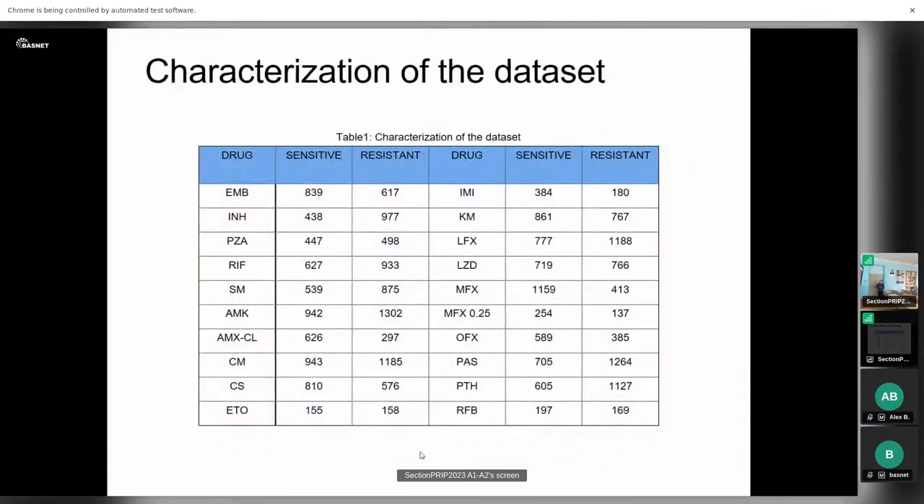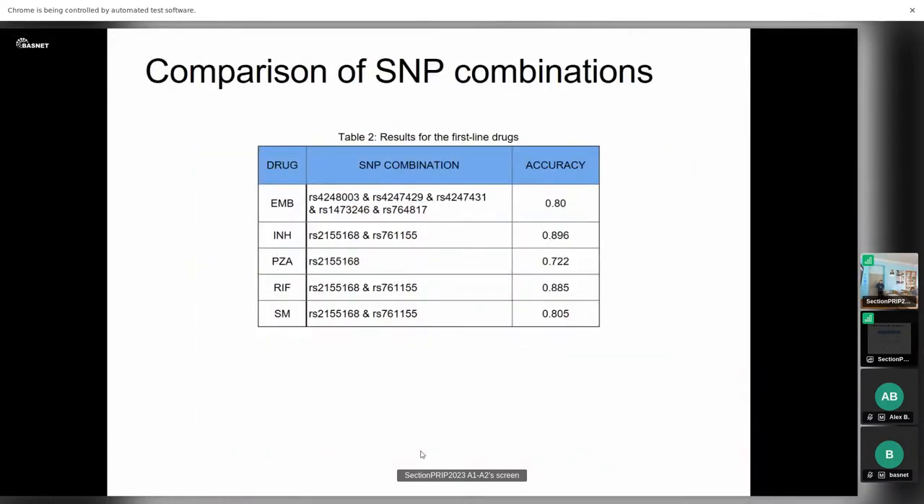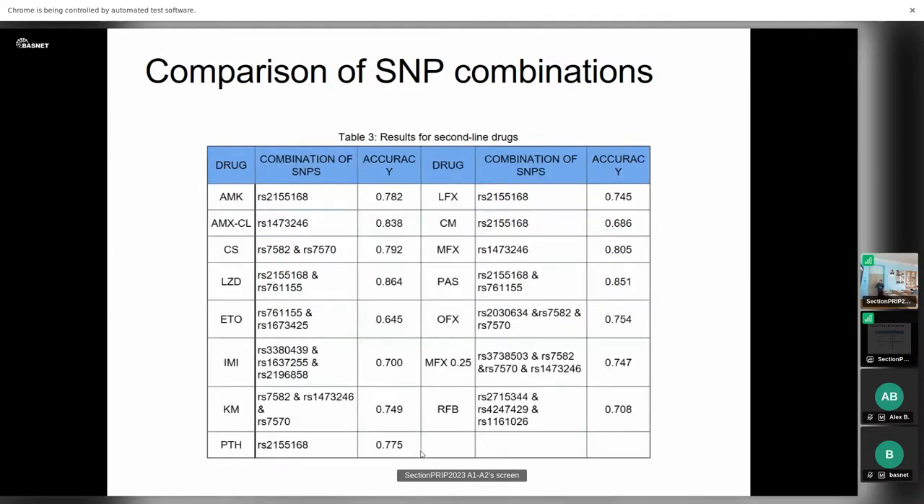And table 2 and table 3 show the results, the best accuracy and their SNP combinations. Table 2 showed the first line drugs results, and table 3 showed the second line drugs results.